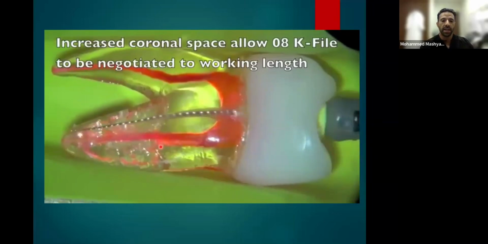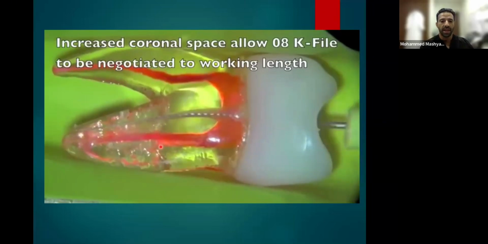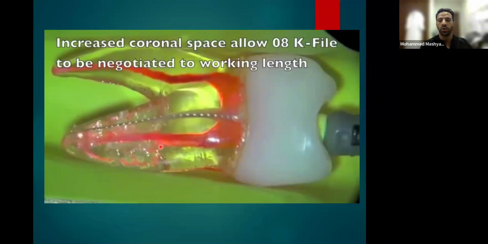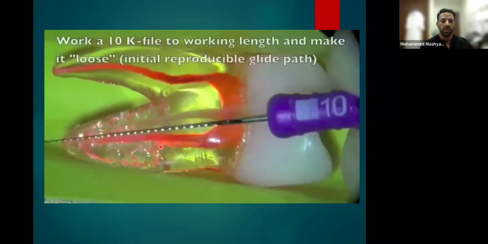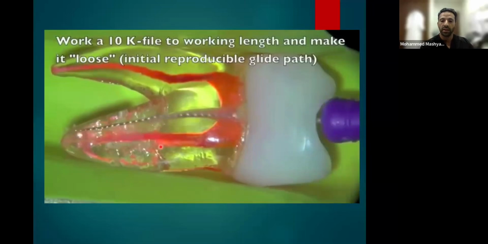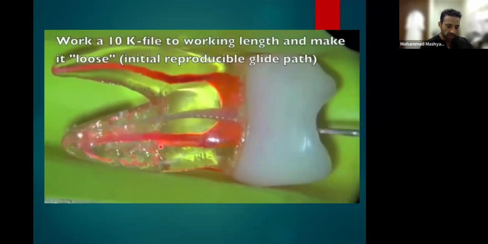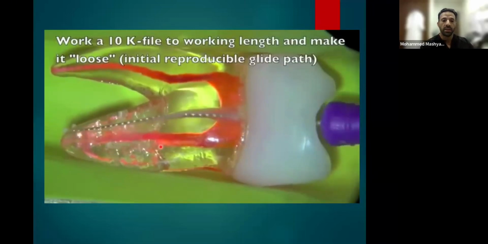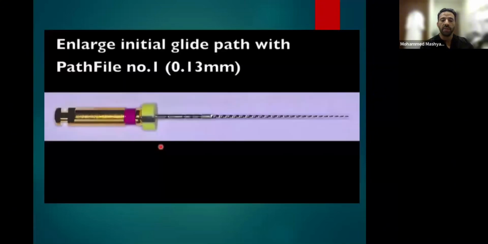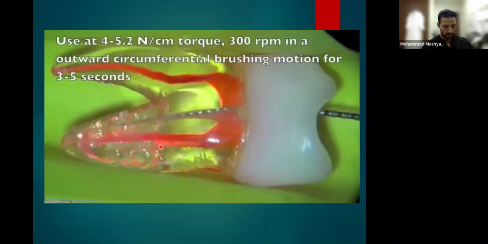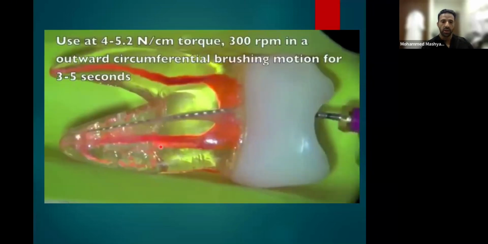So the canal is open. You can push the file up and down easily. That means you are ready to go for the second file. You can do another hand file and another hand file, but if you can go with the rotary file immediately, that's what I like. This is how the rotary file works.